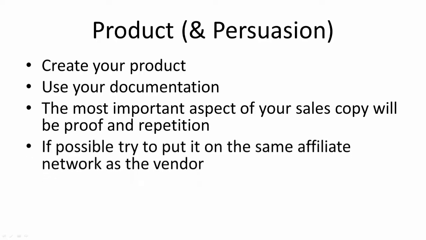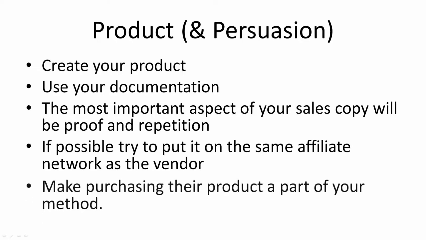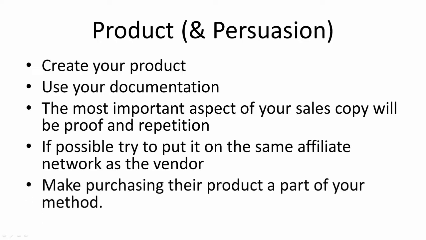Now, if possible, we want to put it on the same affiliate network that the vendor is on, because again, we want to have that relatability, and we want them to be willing, and we want it to be easy for them to promote. And then one thing we're going to want to do is make sure that we're purchasing their product. We want to make that part of our method. We want to put that in our product, that people need to get the core method from the actual vendor. And again, all this does is help us build that relationship with the vendor and make them more open to promoting our product when they're ready.